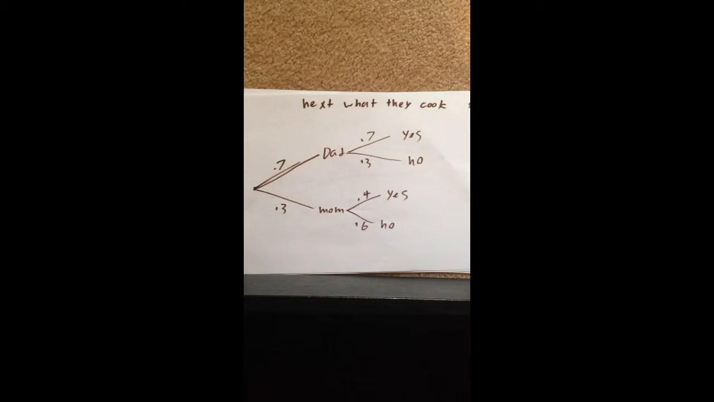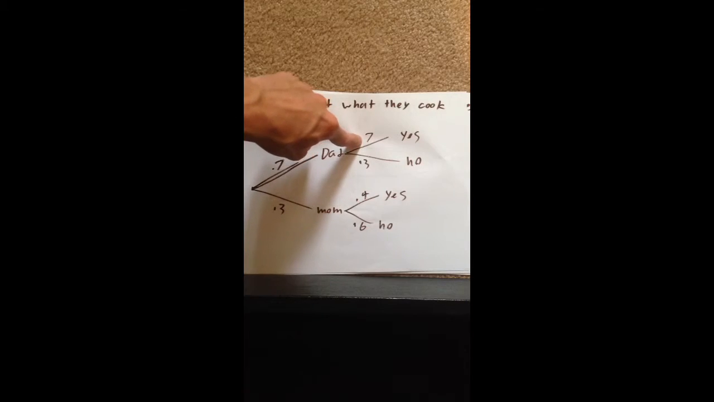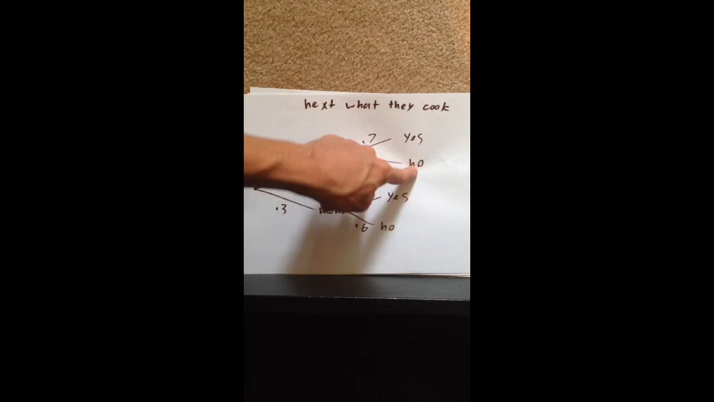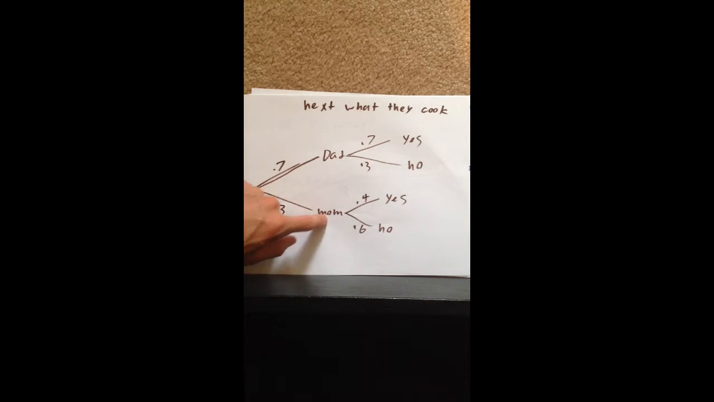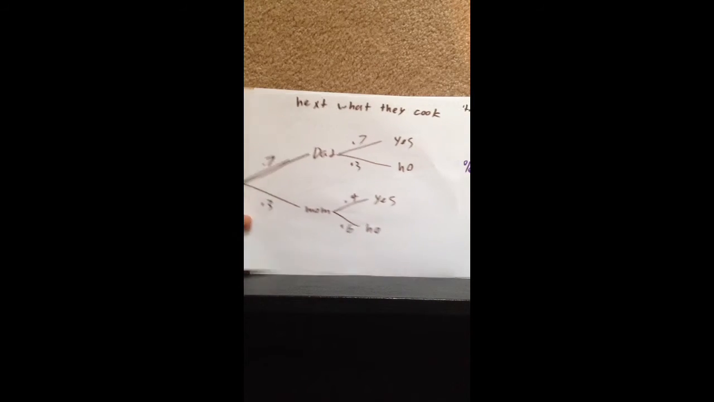Next, you decide what they would cook. Now, you take the 0.7 from your dad, and that would go up to the 0.7 yes, which was stated earlier in the problem, and 0.3 would mean it would be no. Now, if your mom was cooking, it would be 0.4 for yes, and that would make it 0.6 for no.